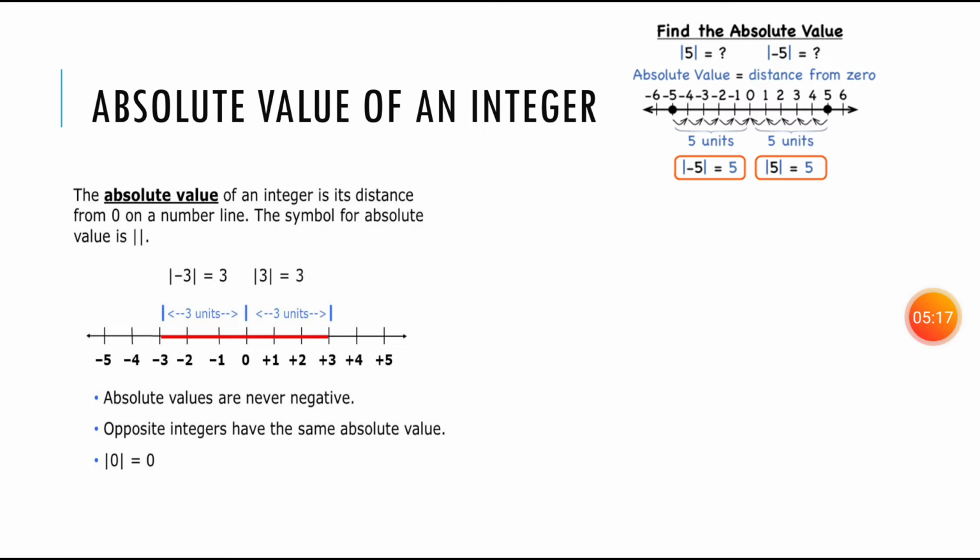Now there's a question which says, will the absolute value of 5 and minus 5 be the same? We can say yes, it will be the same. Why? Because both the numbers are at the same distance from 0. 5 is at 5 units on the right side of 0, whereas minus 5 is again at 5 units distance from 0, but it is to the left side. But the distance from 0 is the same.